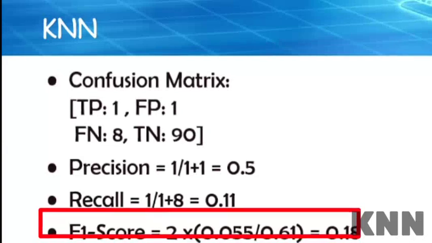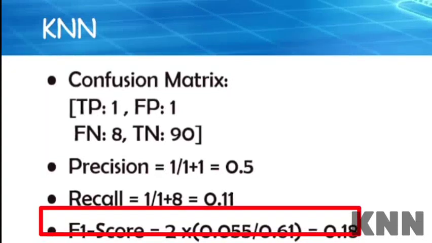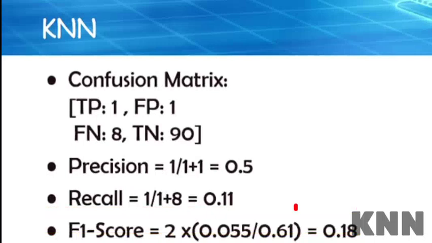Like this, both are added up, right? 0.5 and 0.11 are multiplied first and then divided by the addition of it. So product divided by the sum and then multiplied by 2. So F1 score is 0.18.